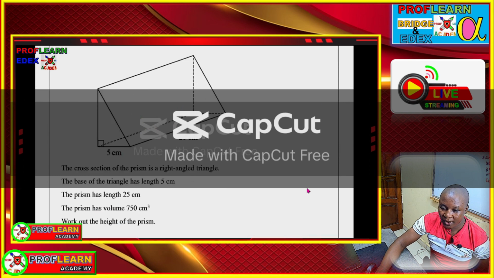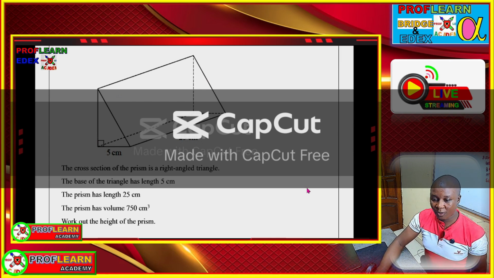Moving to question number 6. Here we are talking about volume of prisms, and we are told the cross-section of the prism is a right angle triangle. The base of the right angle triangle has a length of 5 centimeters, and the prism has a length of 25 centimeters. We are also told that the prism has a volume of 750 centimeter cubic. We're supposed to work out the height of this particular prism.